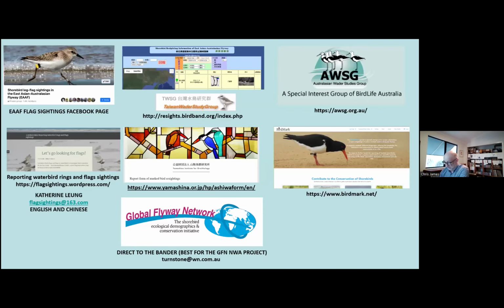So here in our flyway, there are various ways to get your resightings to the bander. Most of these groups have a Facebook page, individual emails, and dedicated websites. So there's plenty of ways to get your resightings back to the bander and eventually into the big data sets. Yeah, any of those; I hope I've covered them all. I may not have done, but they are some of the main ones currently in our flyway.